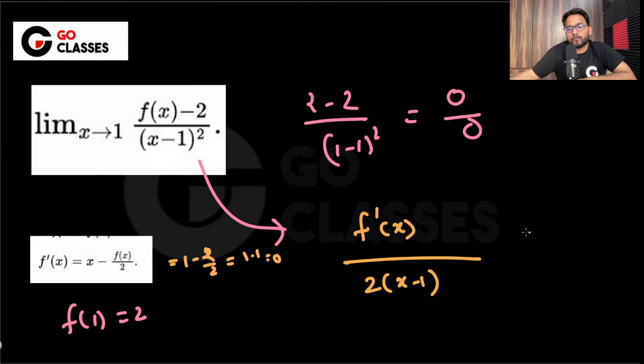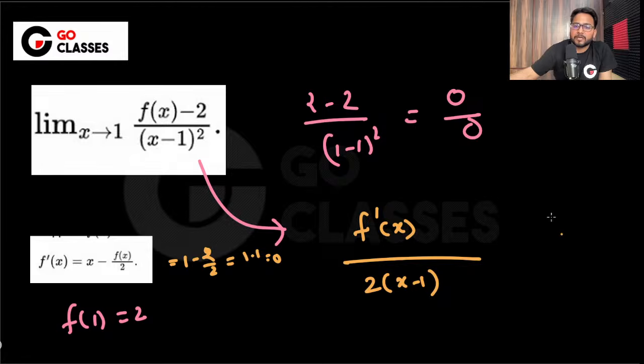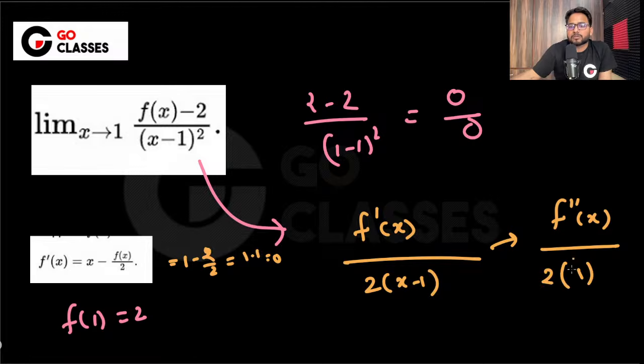Okay. Now if you put 1, then it is f dash 1, which is actually 0, divided by 1 minus 1, which is again 0, right? So basically it is again coming out to be 0 by 0 form. So you can differentiate again. If you differentiate again, it will be f double dash x divided by 2 as it is, and then this is 1, right? 2 into 1. So you can just write 2 here.